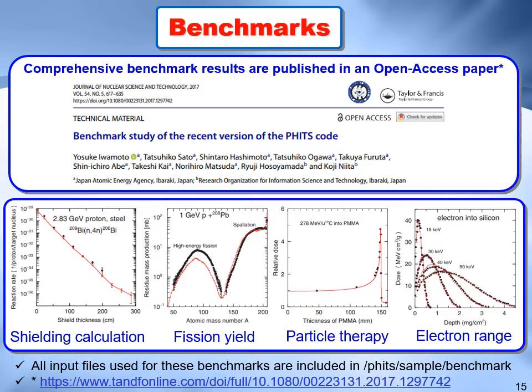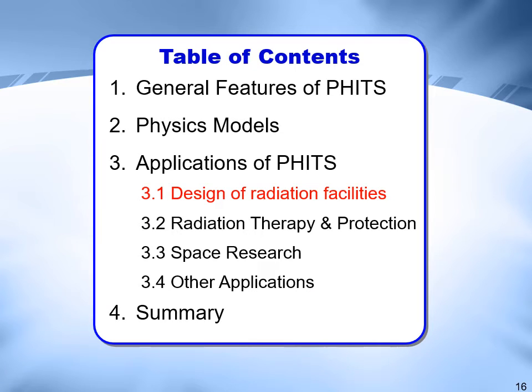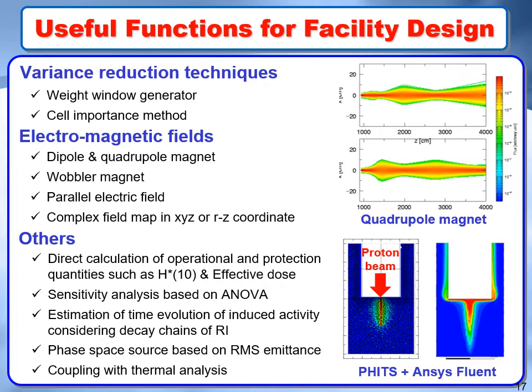Next, we will introduce the applications of PHITS, and the first application is the design of radiation facilities. There are several useful functions for facility design. For example, PHITS can use variance reduction techniques for reducing computational time based on weight window generator and cell importance methods, and PHITS can consider various kinds of electromagnetic fields such as dipole and quadrupole magnets, wobbler magnet, parallel electric field, and complex field map defined in XYZ or RZ coordinate.